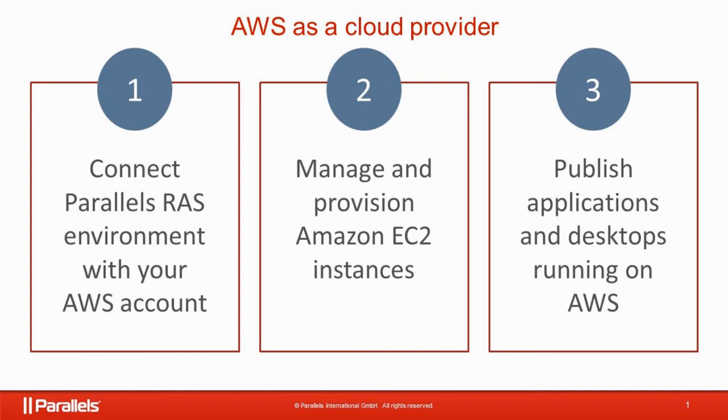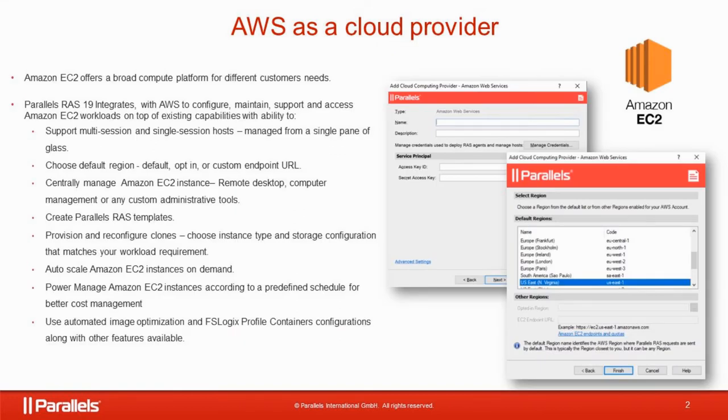Let's get started. Amazon EC2 offers a broad compute platform with over 500 instances and choice of the latest processor, storage, networking, operating system, and purchase model to help customers best match the needs of their workloads. Parallels RAS 19 provides the ability to integrate, configure, maintain, support, and access Amazon EC2 workloads on top of the existing capabilities of Parallels RAS. Support is targeted to server operating systems, multi-session and single-session hosts. Administrators can easily deploy applications and desktops running on Amazon EC2 from a single pane of glass.